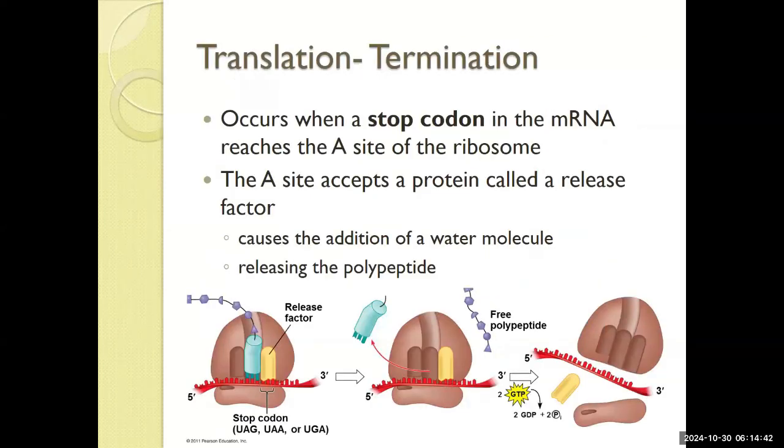This will continue until a stop codon in the mRNA reaches the A site. At this point in time, a release factor, which is really a water molecule, is added. But because this is not held together by the same bonds, it stimulates the release and freeing of the polypeptide chain.